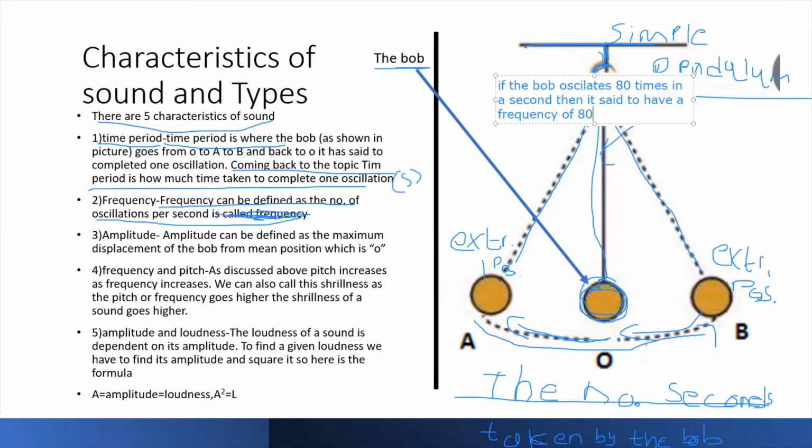Okay, look at this. If the bob oscillates 80 times in a second, then it is said to have a frequency of 80. If this bob oscillates fast, like 80 times in 1 second, it is said to have a frequency of 80. And frequency is measured in hertz.